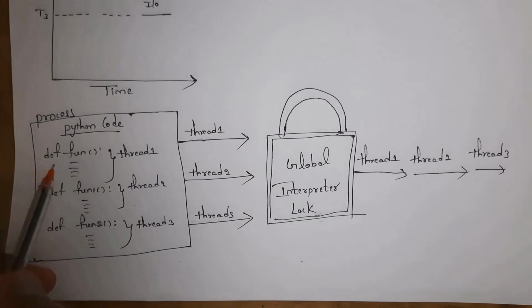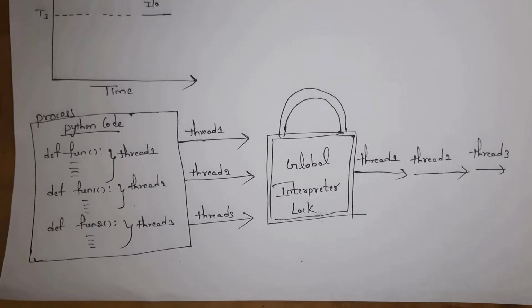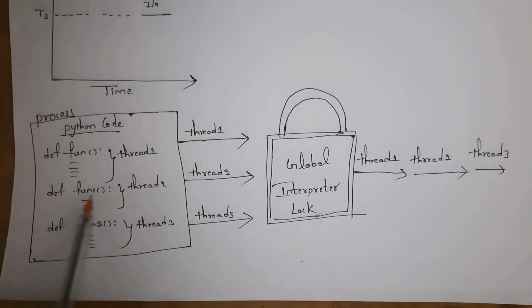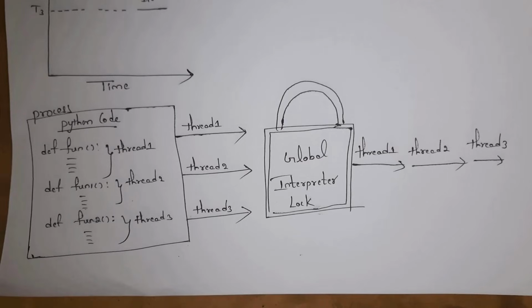A process contains threads and these threads are used to execute statements. For example, this function is executed by thread 1, this function is executed by thread 2 and this function is executed by thread 3. Normally Python contains a global interpreter lock and this global interpreter lock is used to manage the execution of threads.